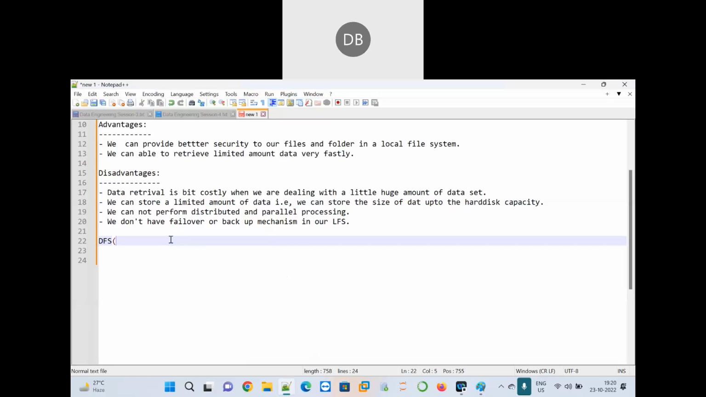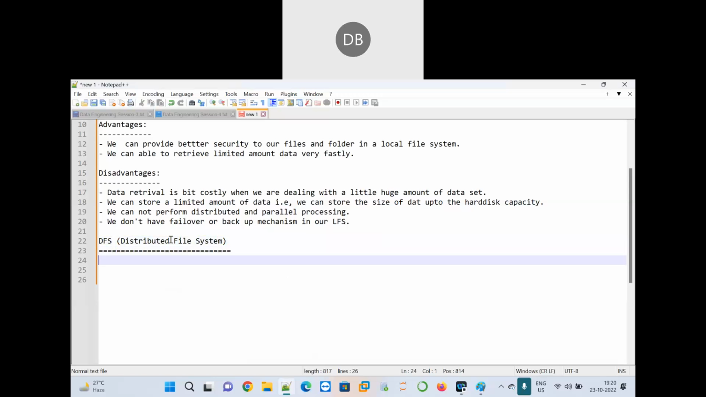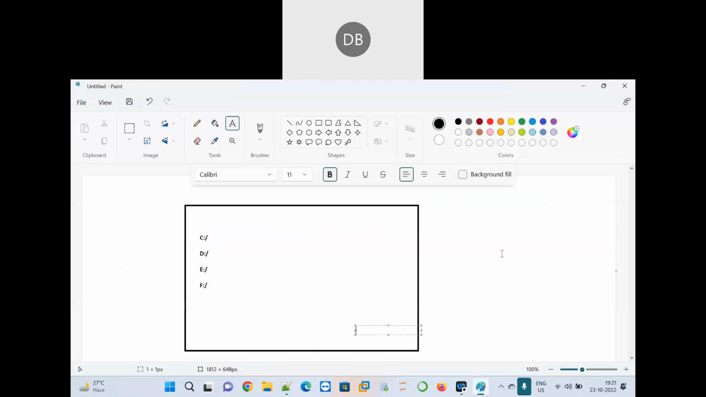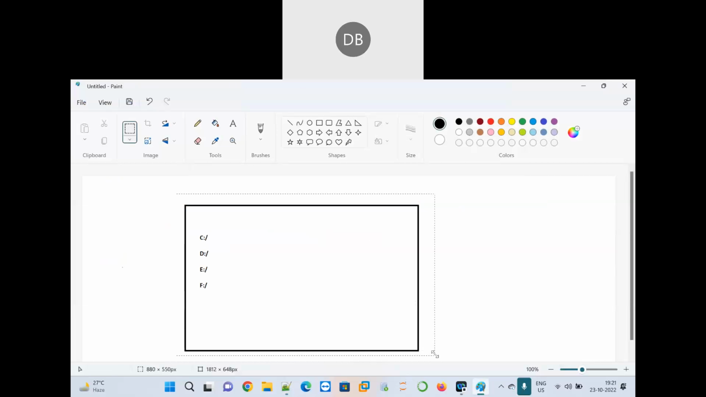Then what is DFS? DFS stands for distributed file system. So what are the different advantages of a distributed file system? We are going to see. First of all, to make you understand what is distributed, let me take the help of a diagram.